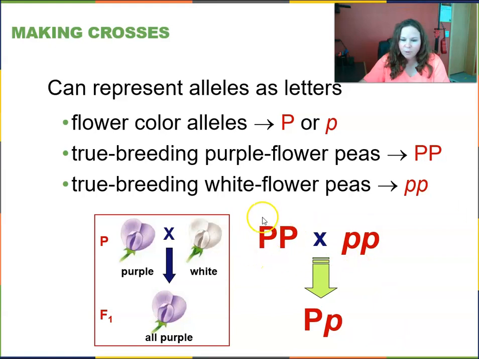Here's the parental purple flower with the parental white flower, pea plants. They were bred together and made the F1 offspring, and all of them were 100% purple with their phenotype, but their genotype was one of each allele, big P, little p. But we know that little p, the allele for the white flower, was being masked or covered up by the dominant allele.